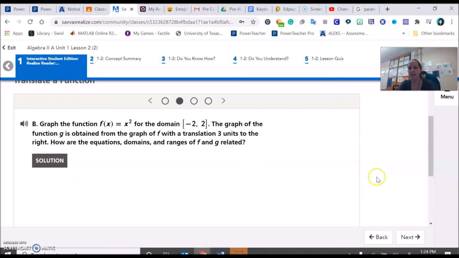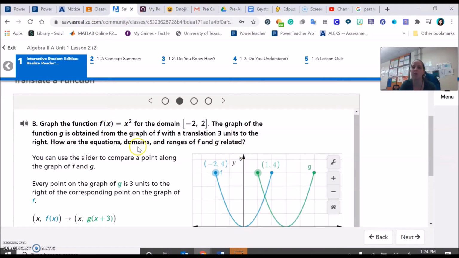So let's look at B. B says graph the function f of x equals x squared for the domain negative 2 to 2. The graph of the function g is obtained from the graph of f with a translation 3 units to the right. How are the equations, domains, and ranges of f and g related? Okay, so I'm going 3 units to the right. I still have the exact same graph, but I'm going 3 units to the right.